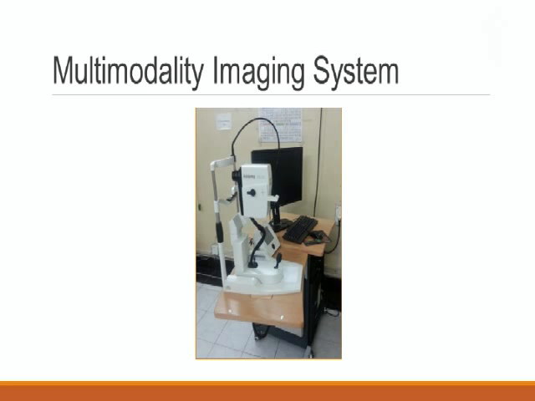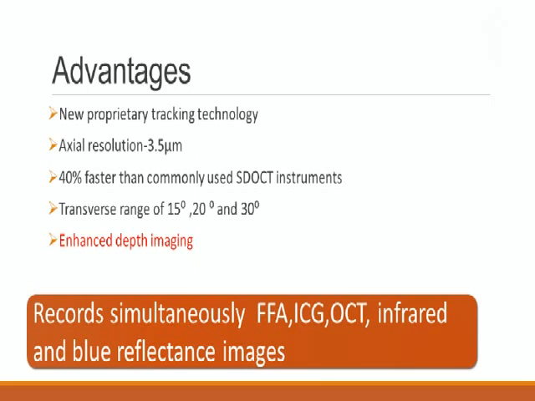There are many multimodality imaging systems like the Spectralis system, which has advantages like the new proprietary tracking technology, which decreases the amount of artifact, axial resolution being 3.5 micron, and it is much faster. Above all, it has enhanced depth imaging, which helps us to image the choroid in a much more detailed way, and it also records simultaneously the fundus fluorescein angiography, ICG, OCT, infrared and blue reflectance images. Thus, we can map out the area on the retina properly.